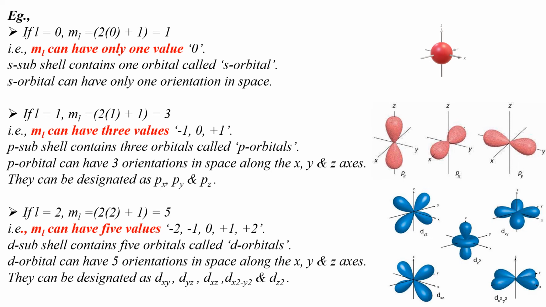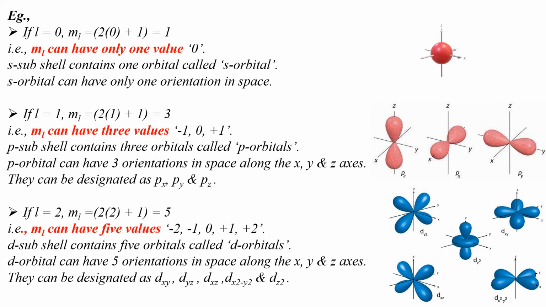If l is equal to 0, for the first shell, l is equal to 0. So the number of ml values is, substituting 0 instead of l, 2 into 0 plus 1, which is equal to 1. So ml can have only one value. The digit 1 tells you that ml can have only one value, that is 0. The s subshell contains one orbital called the s orbital. So the s orbital can have only one orientation in space. Look at the picture. This shows the orientation of the s orbital in space.